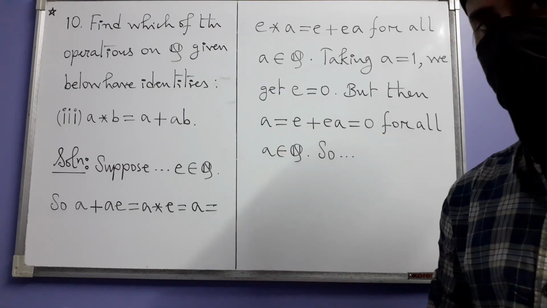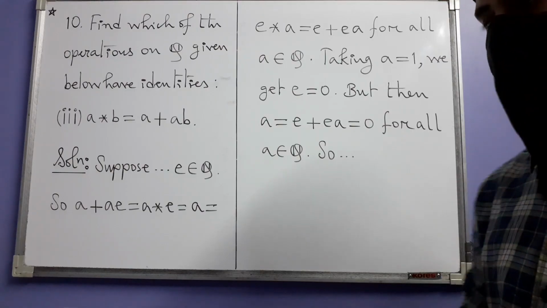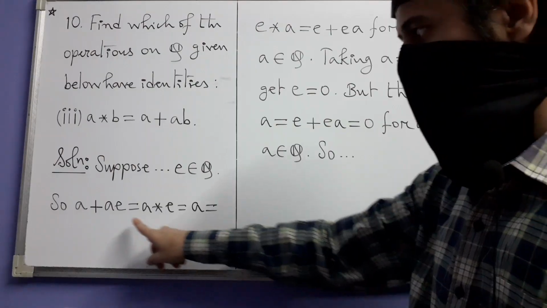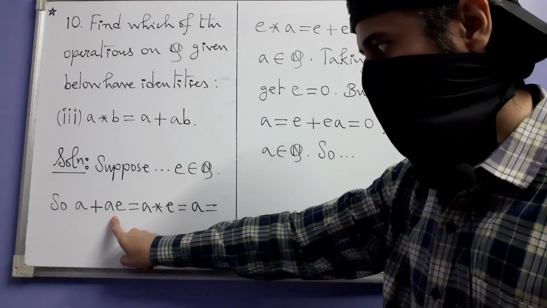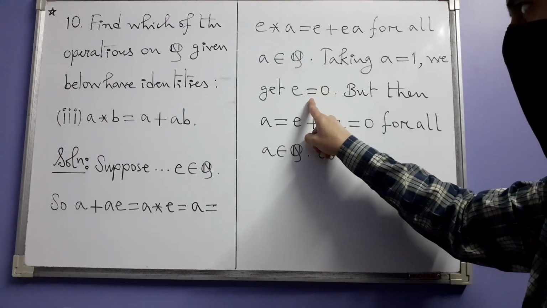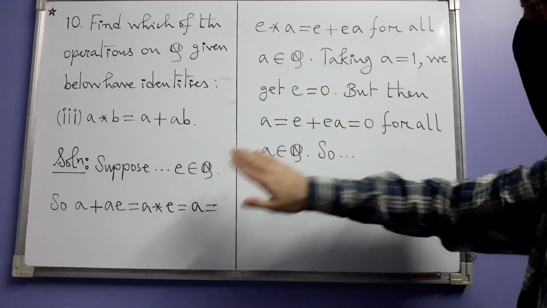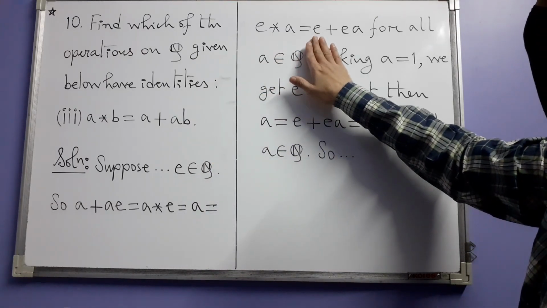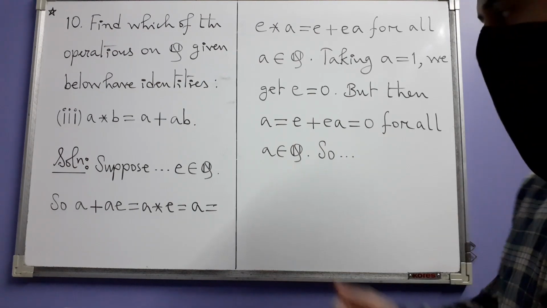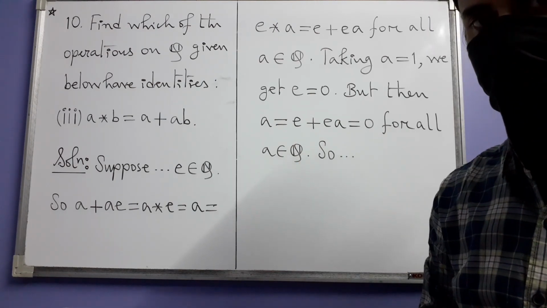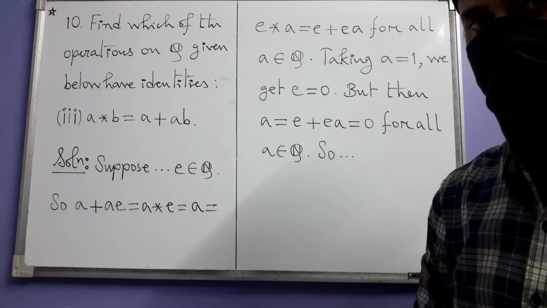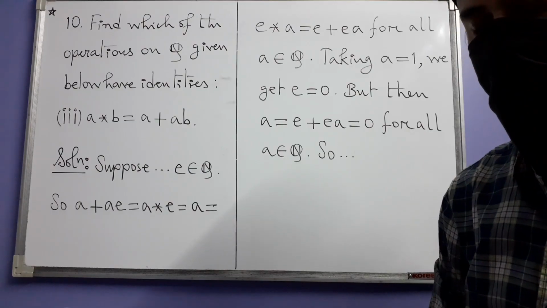Now we are free to choose any rational number in place of A. Say we choose A equal to 1. Then what do we get from this equation? 1 plus E equals 1. That means E is equal to 0. That's what we get. But then, from the fact that A is also equal to E plus EA, you get the fact that A has to then be 0 for all rational numbers A, which obviously is impossible. So here also our supposition is wrong. That means there is no identity element.